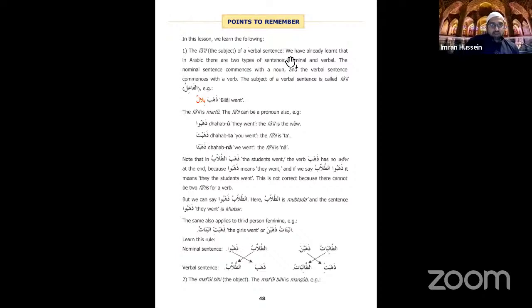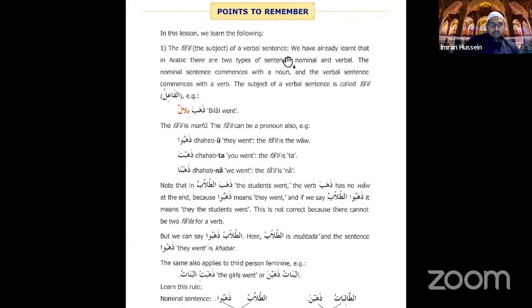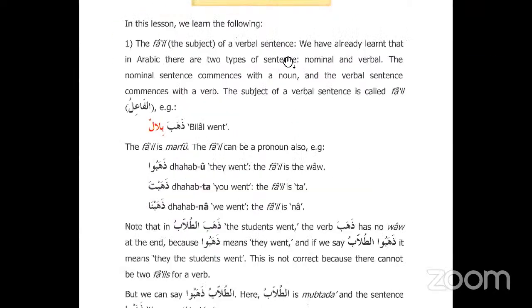In this lesson, we learn the following. Number 1, the subject of a verbal sentence. We have already learned that in Arabic there are 2 types of sentence, nominal and verbal. The nominal sentence commences with a noun and the verbal sentence commences with a verb. The subject of a verbal sentence is called fa'il or al-fa'il.